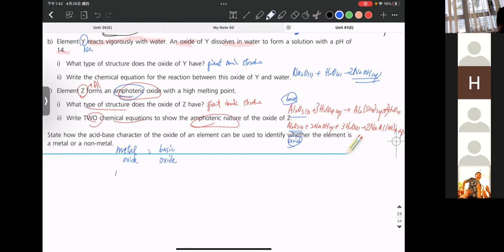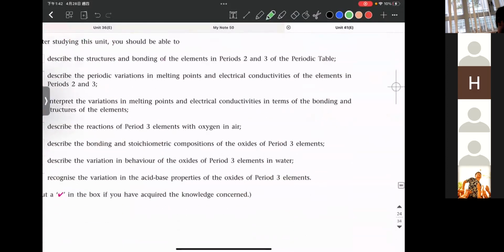For non-metal oxides, they are acidic oxides. Also, somebody may ask, is a metal oxide an ionic oxide? Yes. And the non-metal oxide is a covalent oxide. Yes, that's right. So to mark the end of today's chapter, we talk about the electrical conductivity of period 3 or period 2 elements.